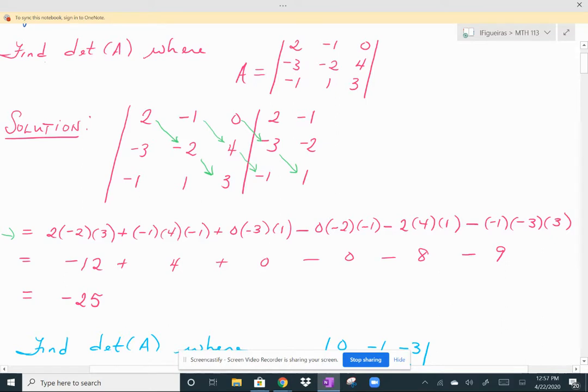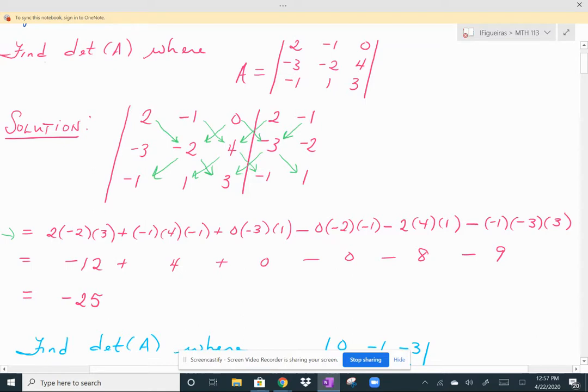Then you repeat the process, but you go in the other direction. When you go in the other direction, you're going to subtract the products. So the first product that I am subtracting is 0 times negative 2 times negative 1. That's what you see here. Then you go over to the next diagonal to the right. So that's 2 times 4 times 1. That's what you see again on the line below. And then the last one, the last diagonal of 3 numbers is negative 1 times negative 3 times 3. And that's written again on this line.